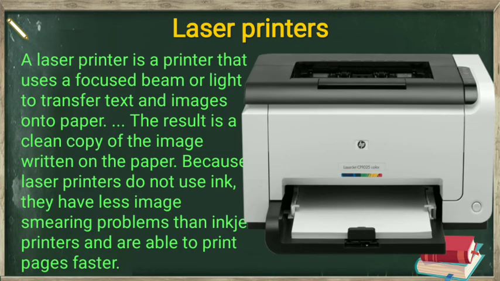Next one is laser printer. Nowadays we are mostly using laser printer. The document printed on paper is called a hard copy. Whatever you see on the monitor is said to be a soft copy. This printer uses light to transfer text and images onto paper. The result is a clean copy of the image written on the paper. Okay, so these are the output devices of computer.